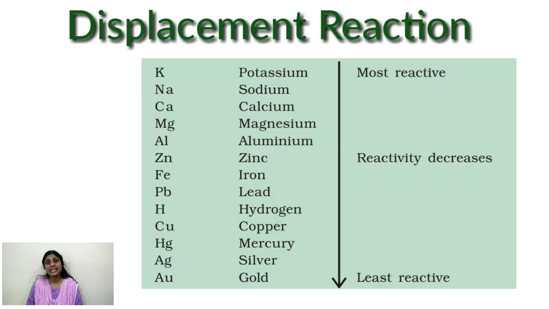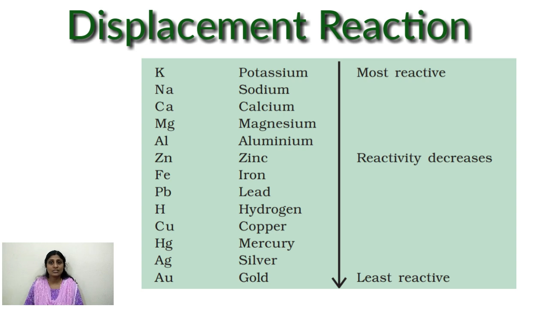Before studying displacement reaction in detail, we have to know the reactivity series of metals. The reactivity series is a list of metals arranged in the decreasing order of their reactivity. You can see the reactivity series there. It is also known as activity series. Starting from metal K, that is potassium: potassium, sodium, calcium, magnesium, aluminium, zinc, iron, lead, hydrogen, copper, mercury, silver and gold. These are the metals given.